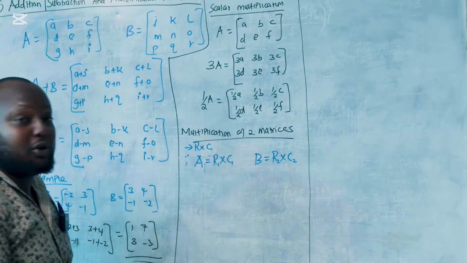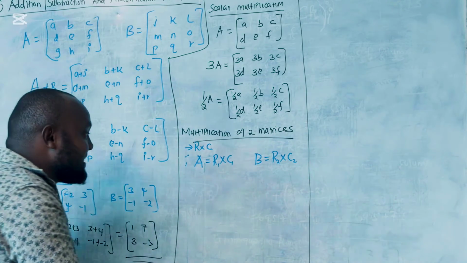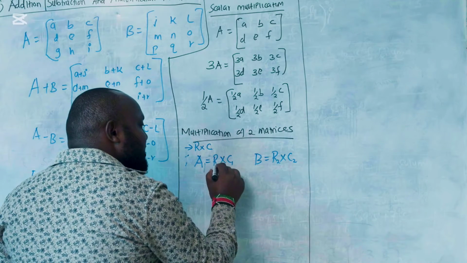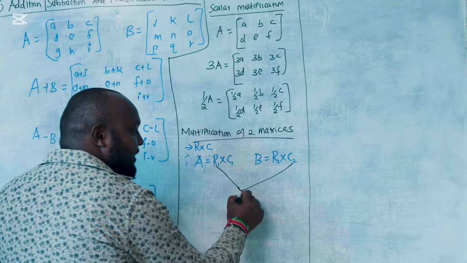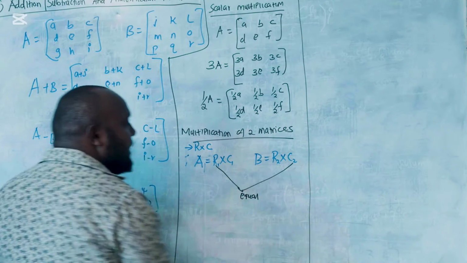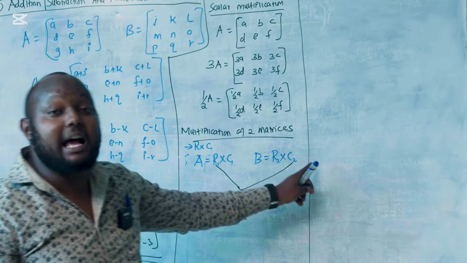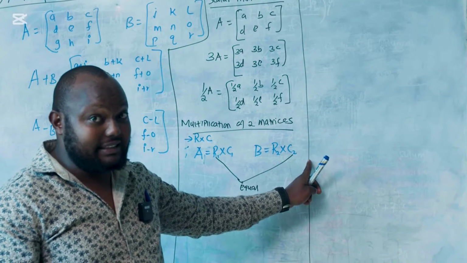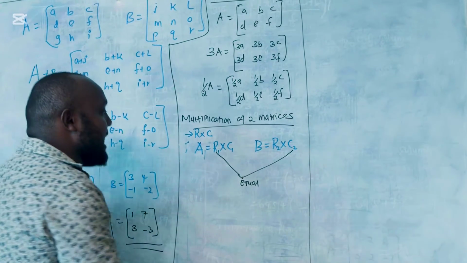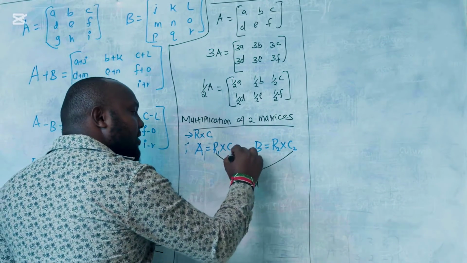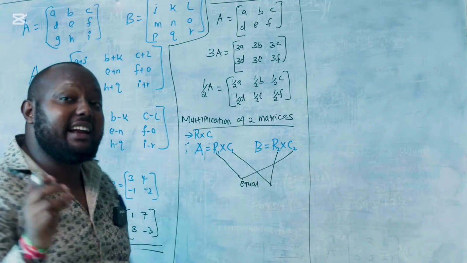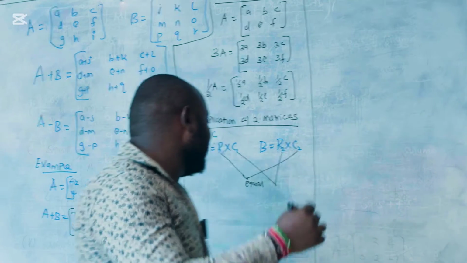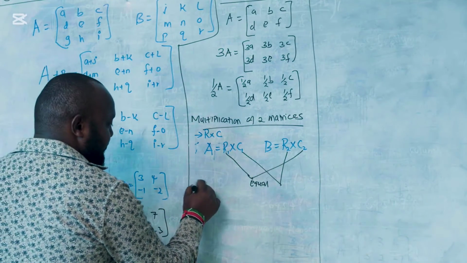So if I want to multiply 2 matrices, it means that the number of columns in this matrix must be the same as the number of rows in the other matrix. And the same case with the number of rows: the number of rows in this matrix must be the same as the number of columns of the other matrix. Let's take an example.